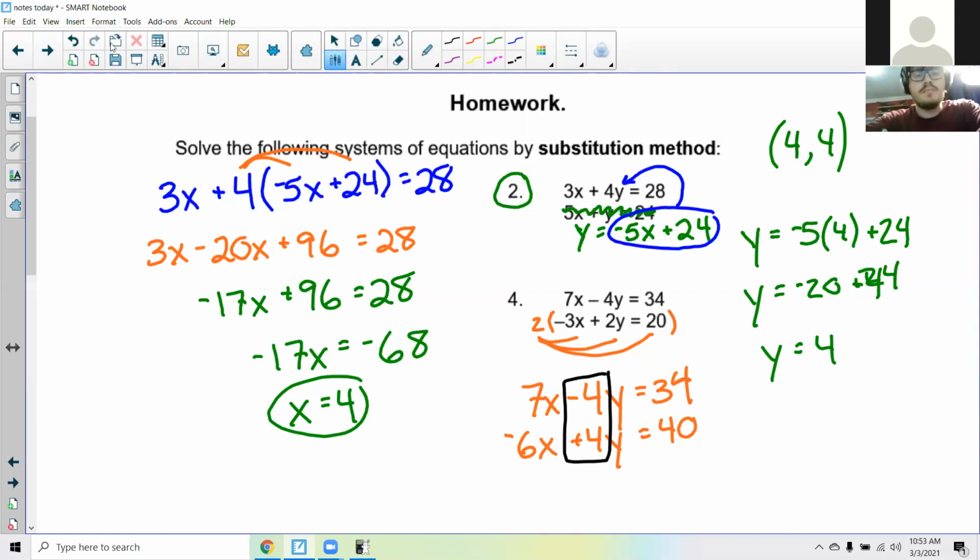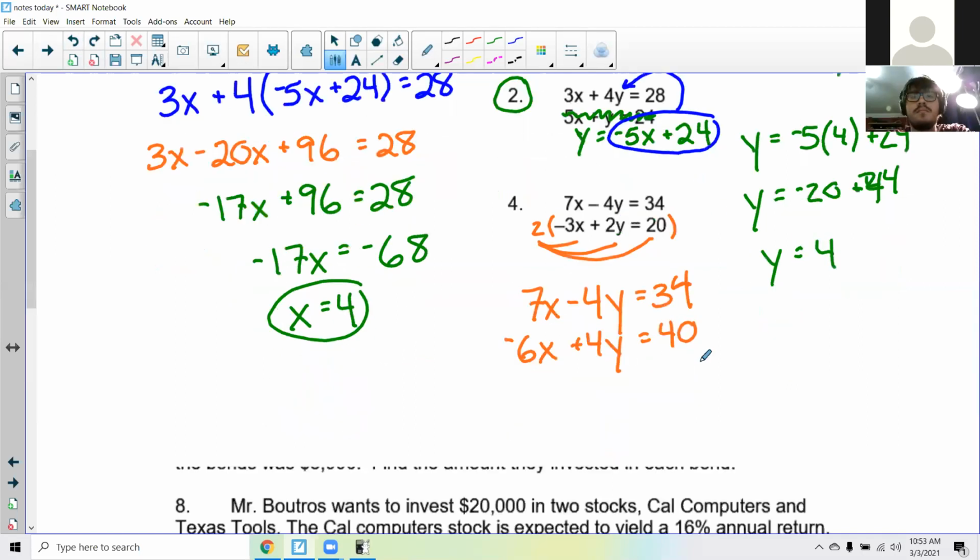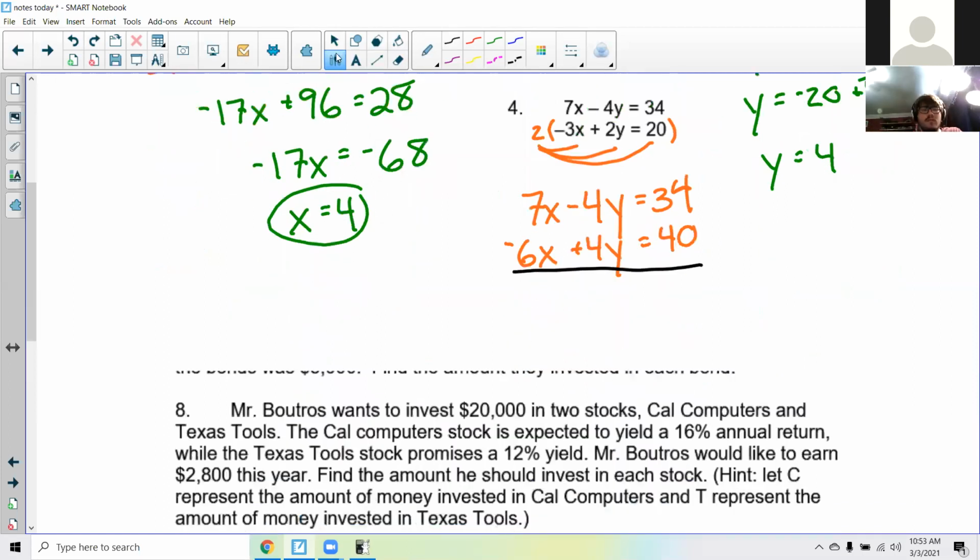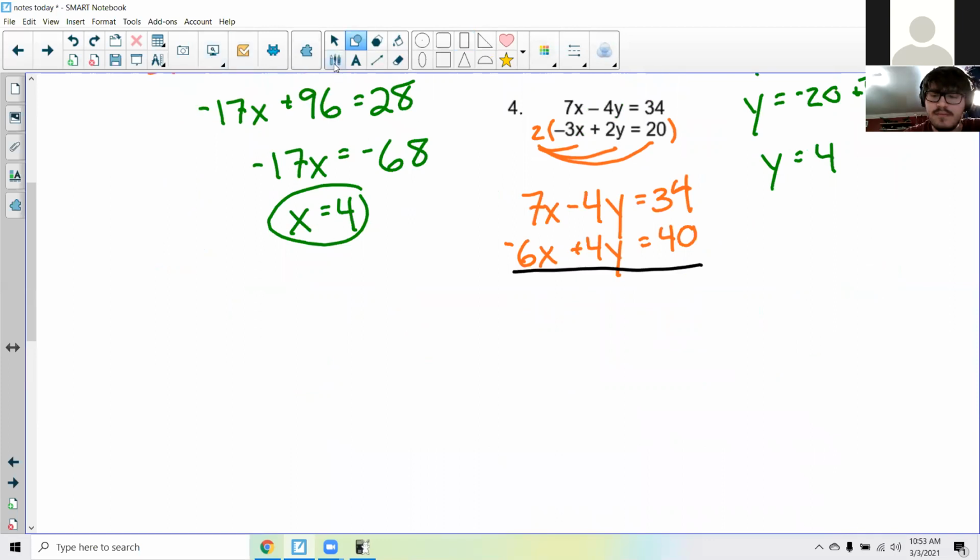Okay, cool. So now once you have that, you can add these equations together. So when I do that, I get 7x and negative 6x gives me positive 1x, negative 4y and 4y cancel. This is elimination, sometimes called the addition method. I don't know which one my math uses, but they're synonymous, elimination or addition. And I get equals 34 plus 40, which is 74. Ugly number, but it is a number nonetheless. So I get x equals 74.